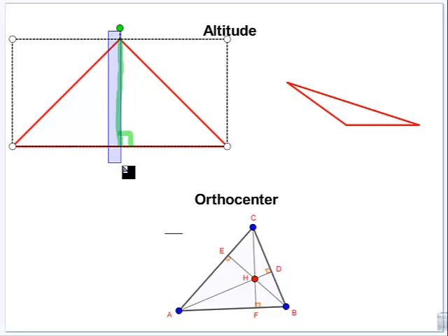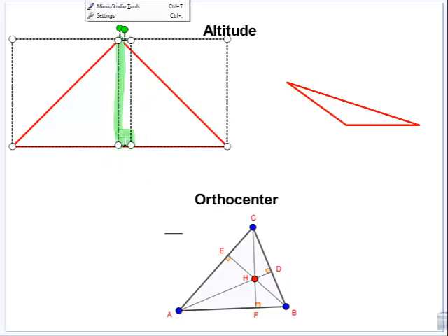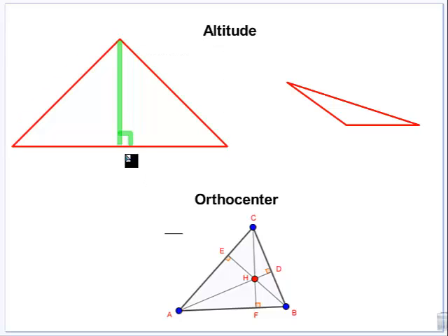Okay, so if you take the vertex of a triangle and go down to the side opposite of it, it should form a 90-degree angle. That is the altitude of a triangle. Now sometimes, in our second triangle over here, if I'm looking up at this vertex, in order for me to form a 90-degree angle, I have to extend this bottom line out, and then I can draw the altitude down by going straight down to form my 90-degree angle.